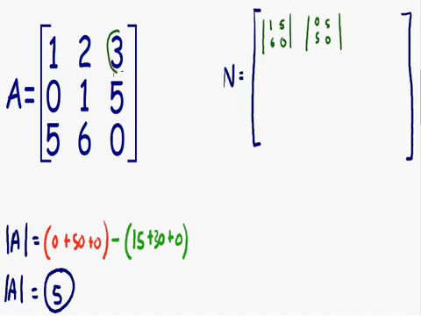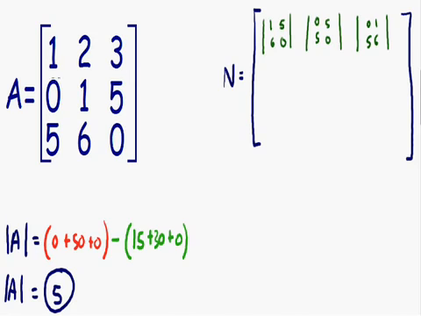Now let's do the same thing for the number in the top right position, this number 3. If we cross out the row and the column of the number 3, we're left with a 2 by 2 matrix 0, 1, 5, 6. So I'm going to copy that 2 by 2 matrix in the top right position, 0, 1, 5, 6.